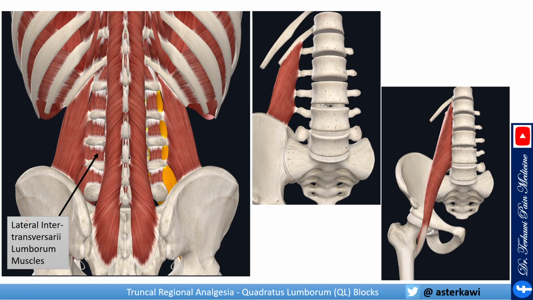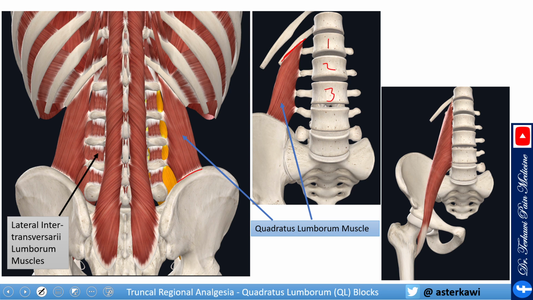So let's get started. First, I would like you to know what the Quadratus Lumborum muscle is, which this block is named after. As you see here, the Quadratus Lumborum muscle originates from the iliac crest and iliolumbar ligament, and it inserts on the 12th rib as well as the transverse processes of lumbar vertebrae 1, 2, 3, and 4.